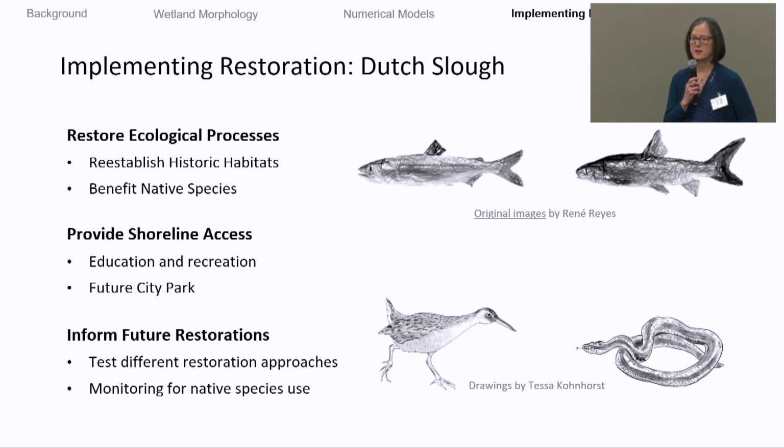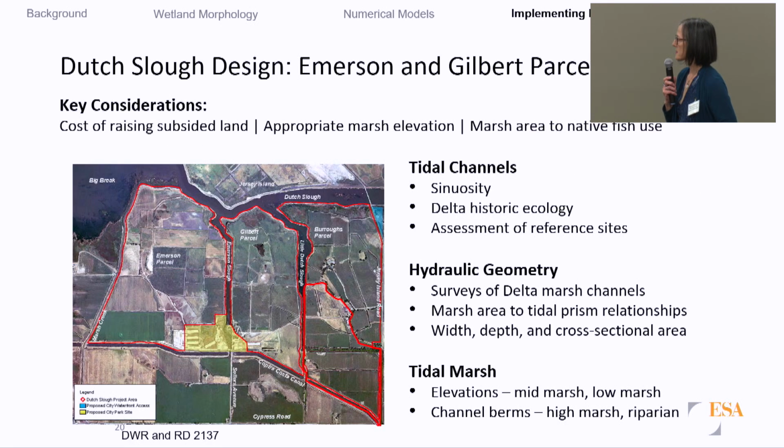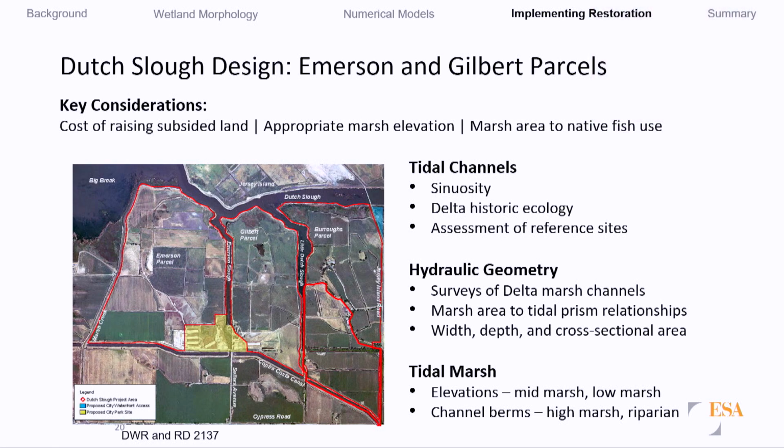But most importantly, this was viewed as an opportunity for adaptive management. How can we learn about this and pay this knowledge forward into future restoration? So the idea was to test different restoration approaches and use monitoring to evaluate that. So the project was designed in a phased way. This is the 3 parcels that were part of the Dutch Slough property. The 2 on the left, Emerson and Gilbert, were the first phase of restoration.